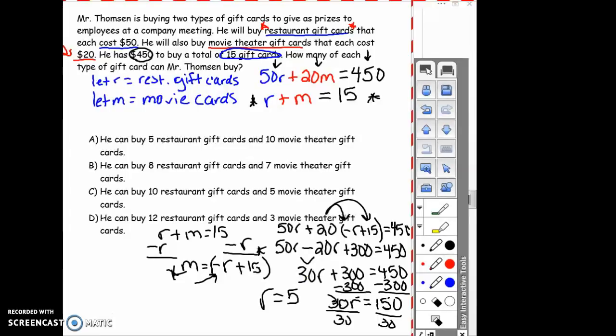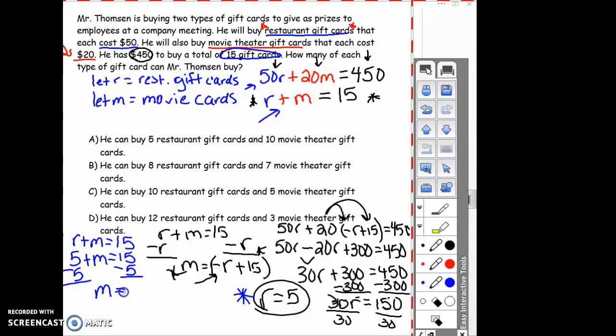Keep that on your paper somewhere, because now I'm substituting this value into my other equation to see what m is. Well, which equation looks easier to work with, this one or this one? Well, r plus m looks a lot easier to me. So over here, I have r plus m equals 15. Well, I know that r is equal to 5. So 5 plus m equals 15. I subtract 5 on both sides. Some of you don't even have to do that. It's easy to see it. And I get 10. There it is.